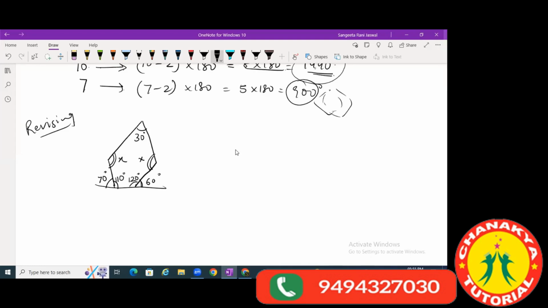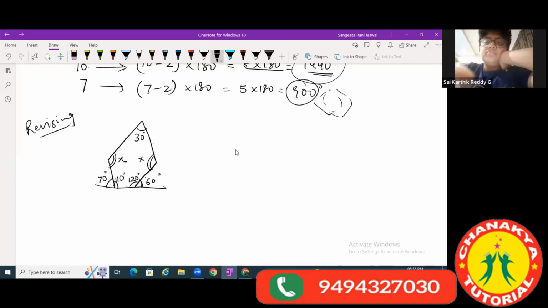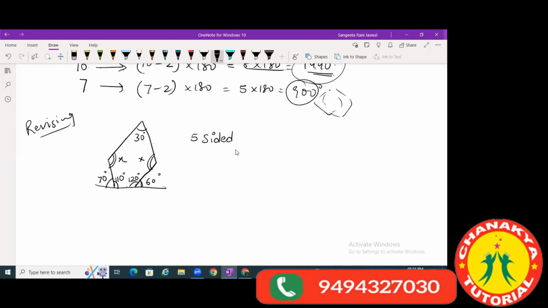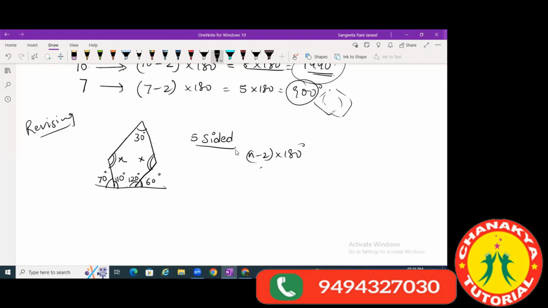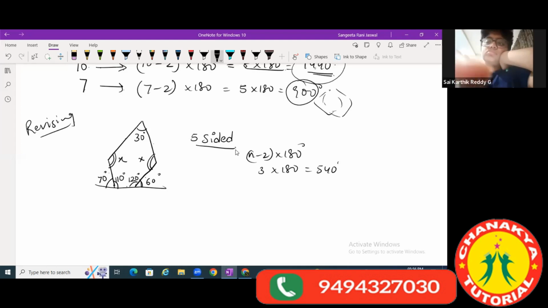Now, this angle is also given to you as 30 degrees. What is the number of sides in this figure? 1, 2, 3, 4, and 5. It is a 5-sided figure, right? So what is the angle sum property of a 5-sided figure? n minus 2, so 540 degrees. That is 3 into 180, which is 540 degrees.